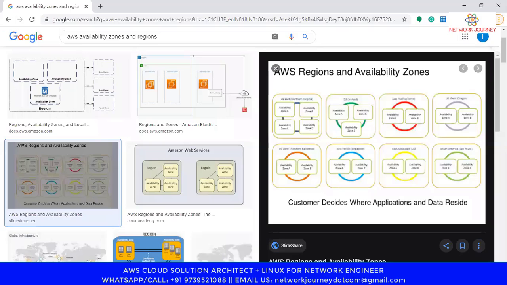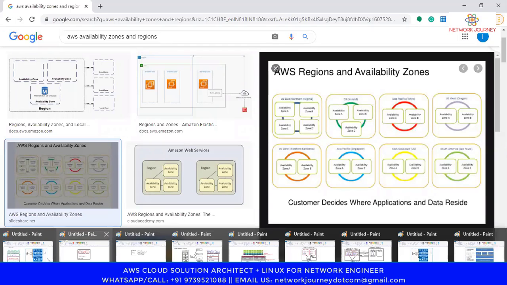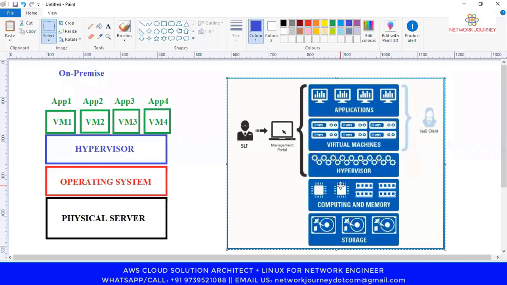This kind of data center they are owning. The physical computing memory they are having. Instead of you keeping the physical servers, operating system and hypervisor, they are keeping this. We are accessing only the virtual machines. So that's the reason I said we are accessing only this part, the virtual machine and its application. The hypervisor and computing memory and all, they are taking care of.